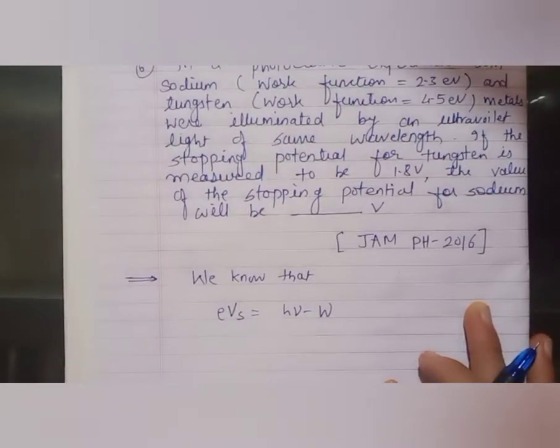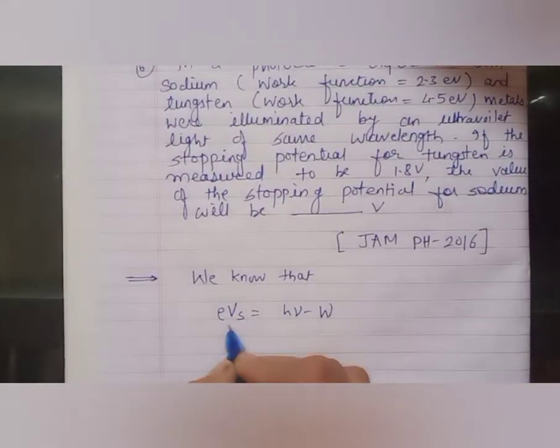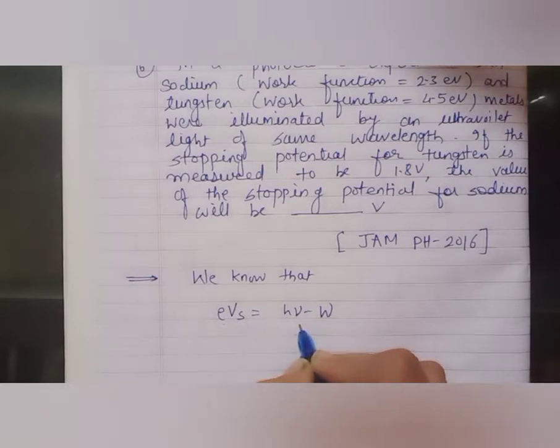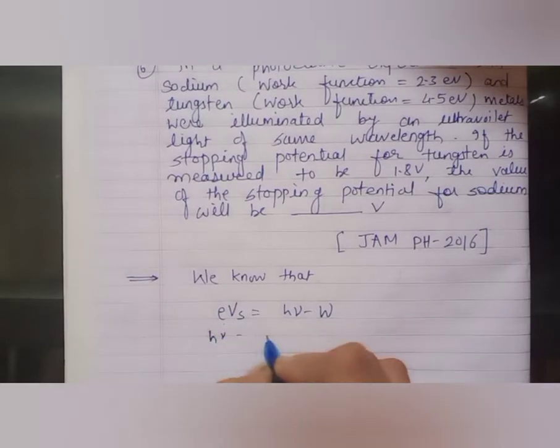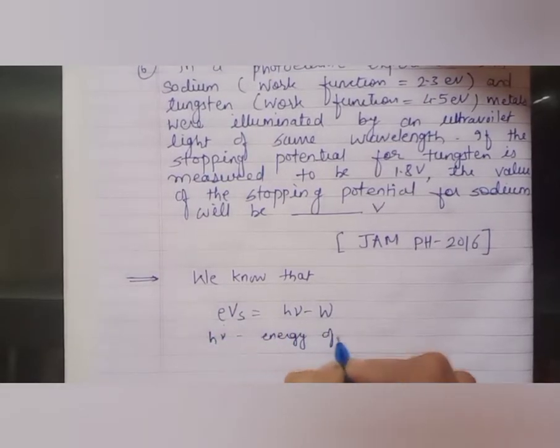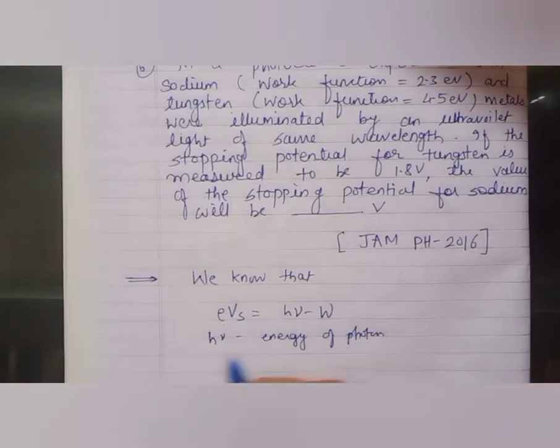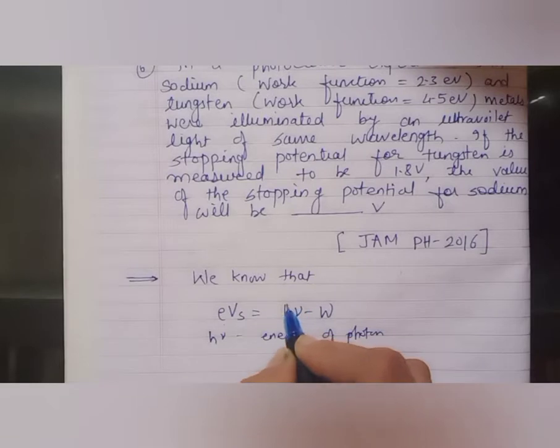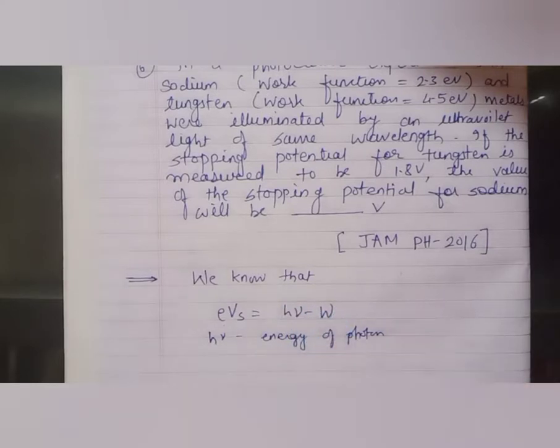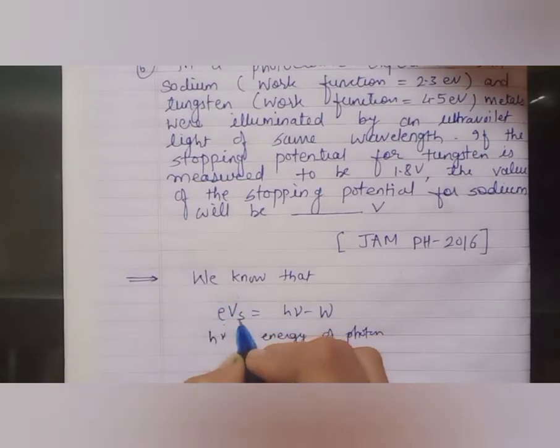Now we know that eVs equals h nu minus W. h nu is the energy of photon. W is the work function. Work function is basically the amount of energy which is required to eject the electron out of the metal surface. So the energy of the incident photon minus the amount of energy required to eject the electron out of the metal surface, that is equal to eVs.